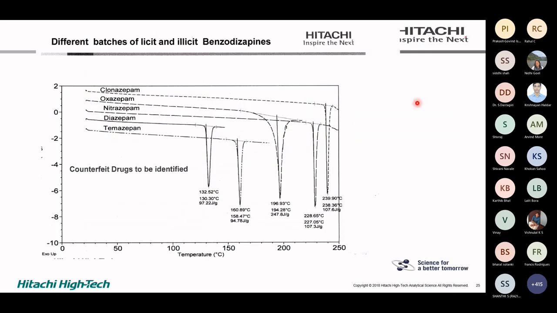Another application is shown over here. Many times you hear news in the market that some counterfeit drugs are being captured or confiscated. DSC can be a very versatile tool to identify whether a drug is original or a counterfeit drug. Different batches of illegal benzodiazepine are shown over here, and on the basis of their melting behavior, you can identify which one is a counterfeit and which one is not. So you can imagine, we are only discussing DSC now, and we are discussing the variety of applications which can be implemented by DSC.